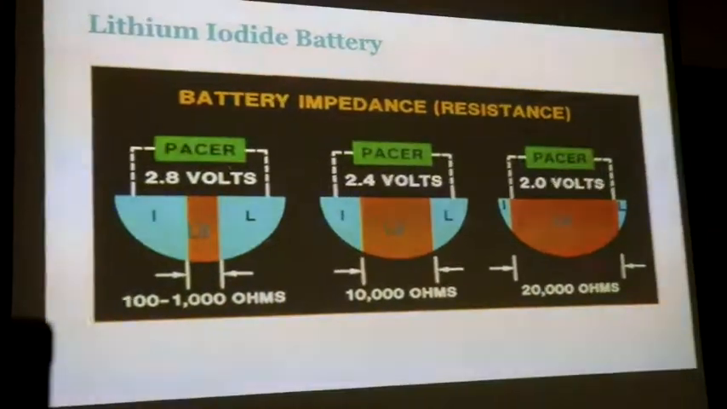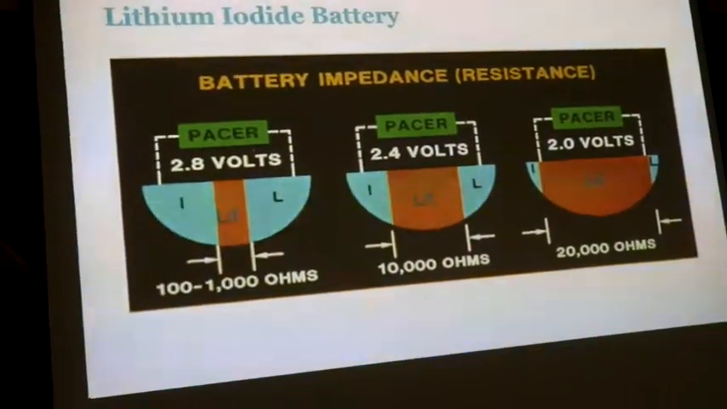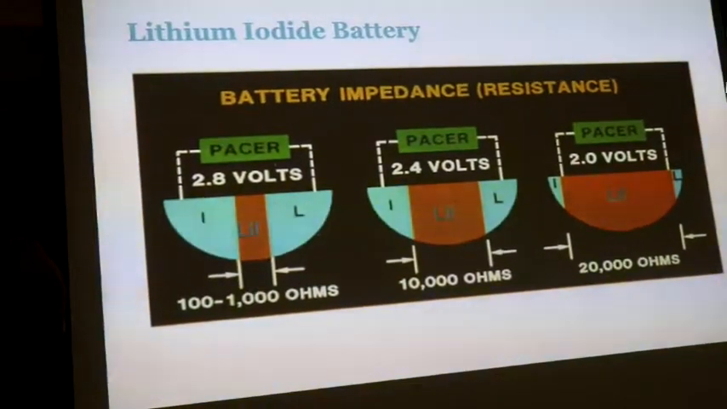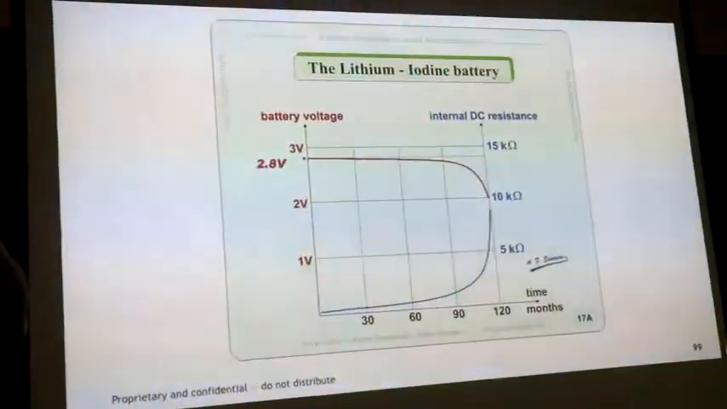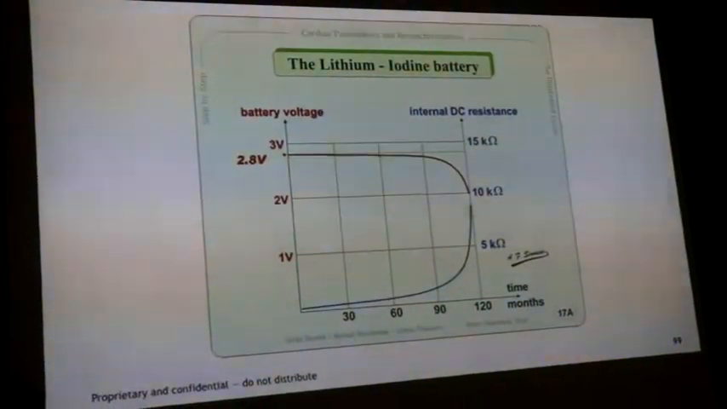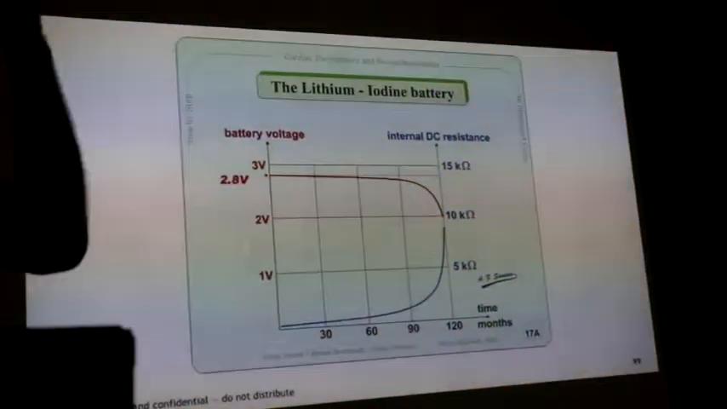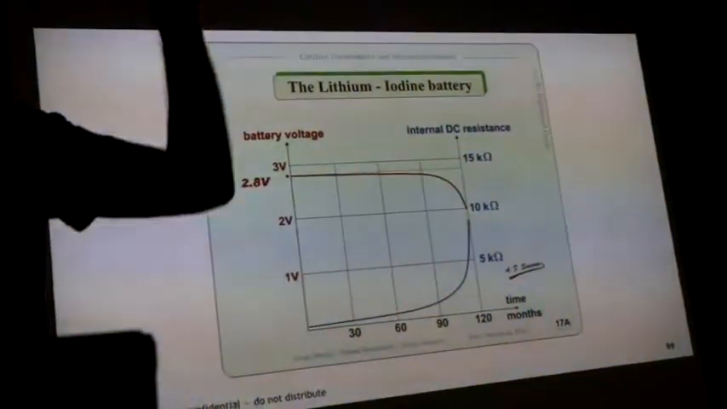So 10 kilo-ohms and 20 kilo-ohms. Around about 5, you want to start intensifying follow-up if they've got decent amounts of pacing and stuff like that, okay? So this is our older generation. Battery voltage does this. Battery impedance does this, okay? Once the battery impedance starts to move, you're heading towards a kind of vertical slope, okay?